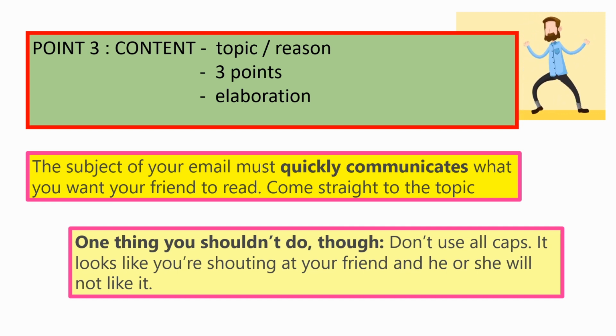Just to share with you what I mean by giving 3 points and elaboration. For example, an advice of how to relax. Maybe your friend is very stressed. He is asking you for an advice, or please give some advice of how he can relax. So it will be good for you to give 3 points with some elaboration.